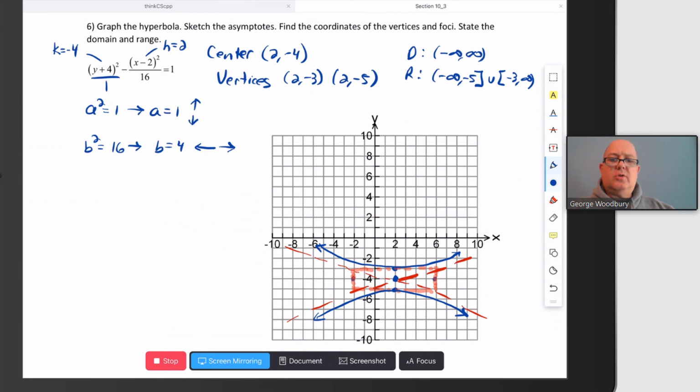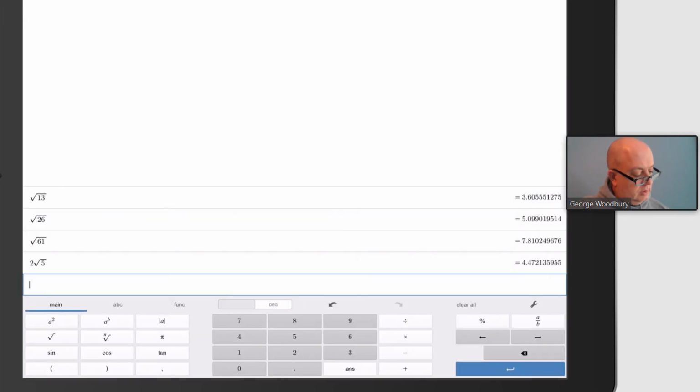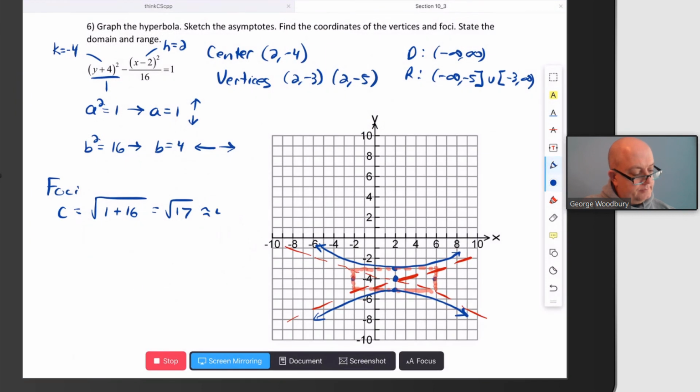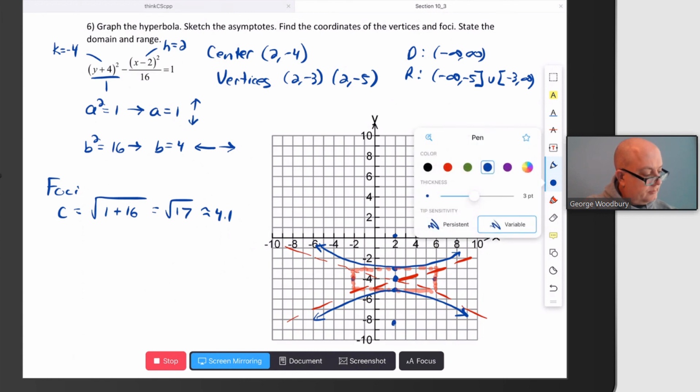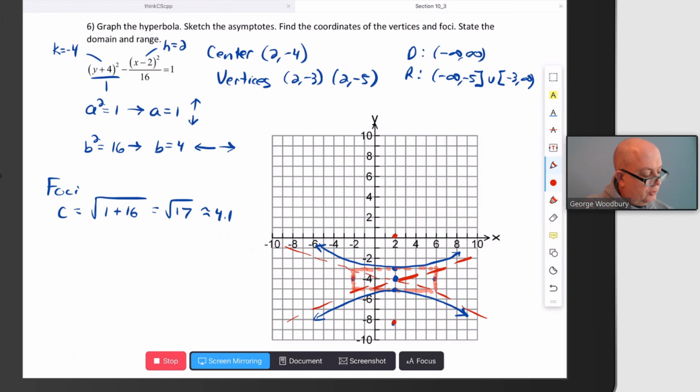Let's see, all we're missing are the foci. C equals the square root of a squared plus b squared. That's the square root of 17. That's going to be just a little bigger than 4. Square root 17, 4.1. So that's 4.1 above the center and 4.1 below the center. Those are the two foci.